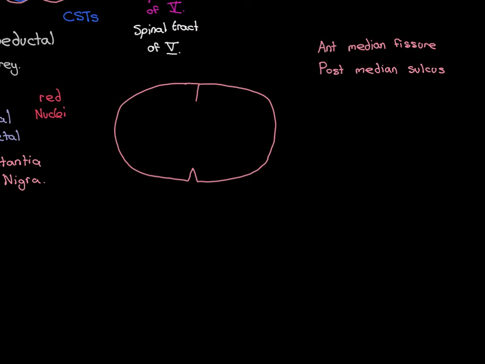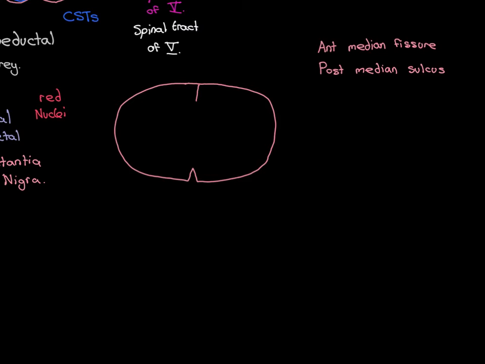So those are just some landmarks of a cross-section of the spinal cord, the anterior median fissure and the posterior median sulcus. Next thing to do is mark on the grey matter of the spinal cord, and then we'll also have the white matter of the spinal cord on there as well. So remember, grey matter is where you're going to have cell bodies of neurons, and white matter is where you're going to have axons of neurons.